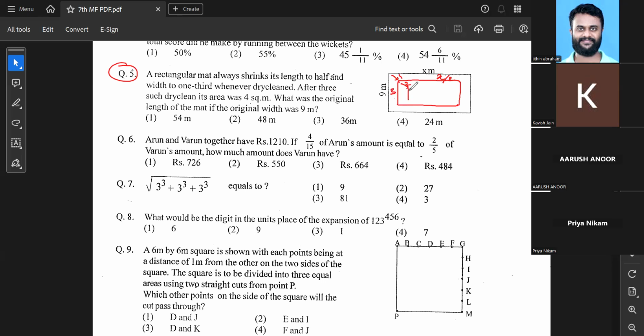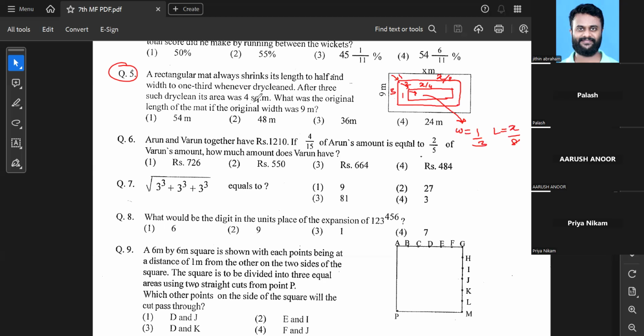In the second dry clean, the width is going to be 1 and the length is going to be X by 4 because it is going to be half. After the third dry clean, the width is going to be 1 by 3. Here it's very small, so I'll write it over here. The width is going to be 1 by 3 and the length is going to be X by 8.